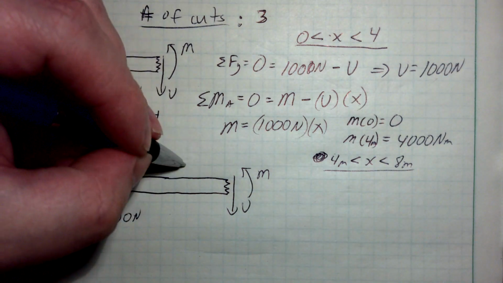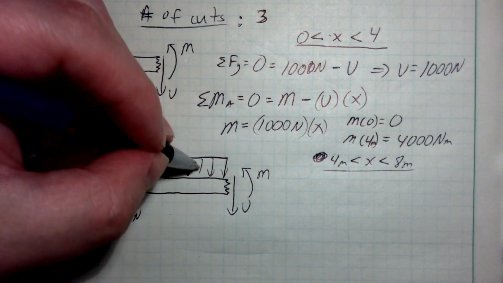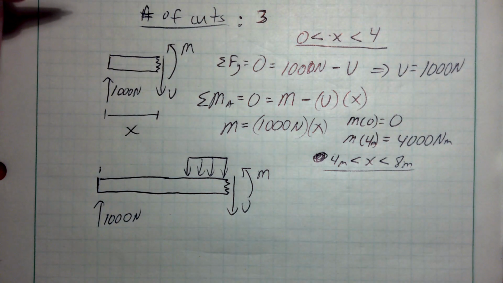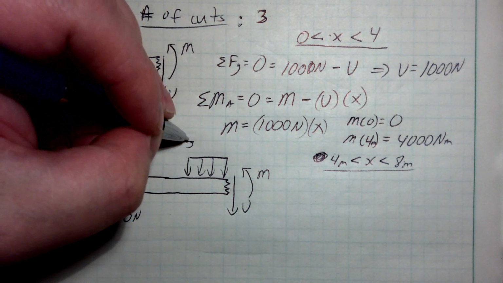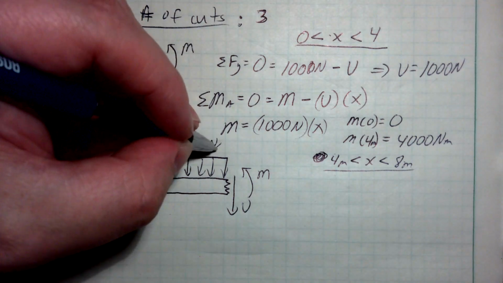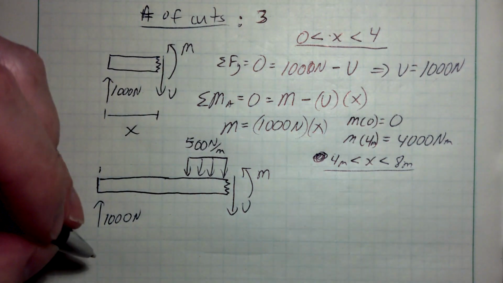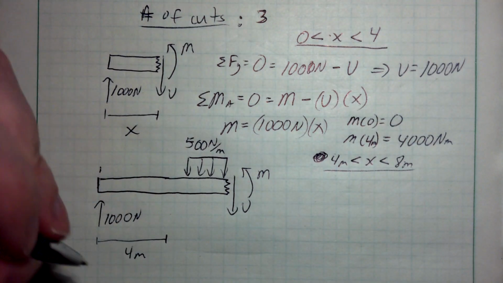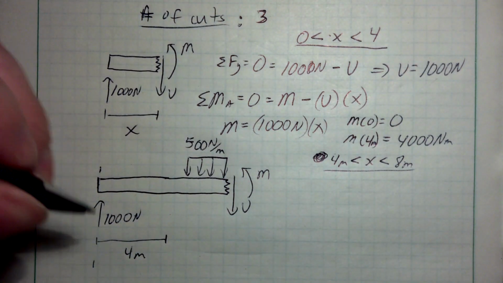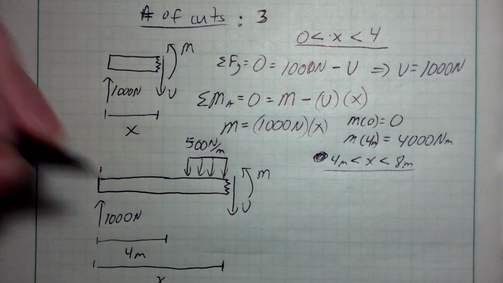And my preference is to leave a distributed load distributed when I cut through it. So I've cut through this distributed load, and it has, again, an intensity here of 500 newtons per meter. Now, it starts at a distance of 4 meters, and the total distance out here to where that occurs is going to be x.